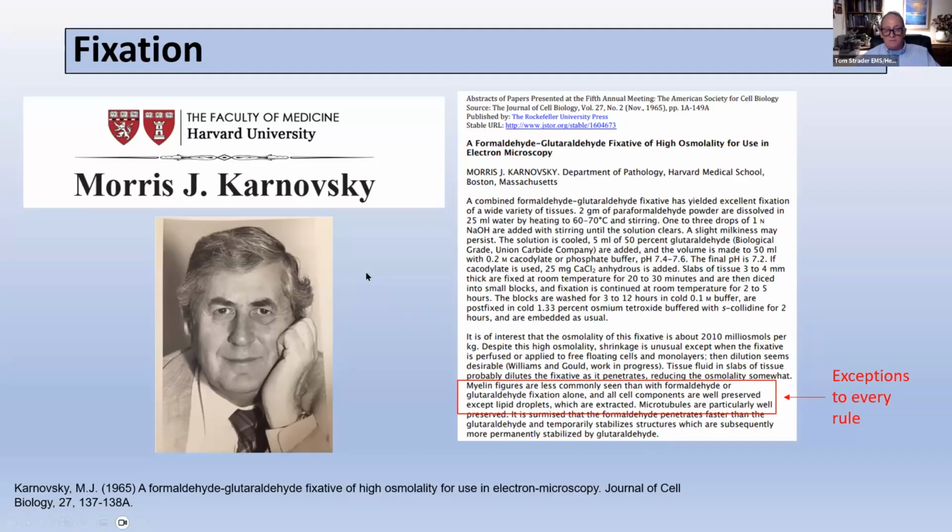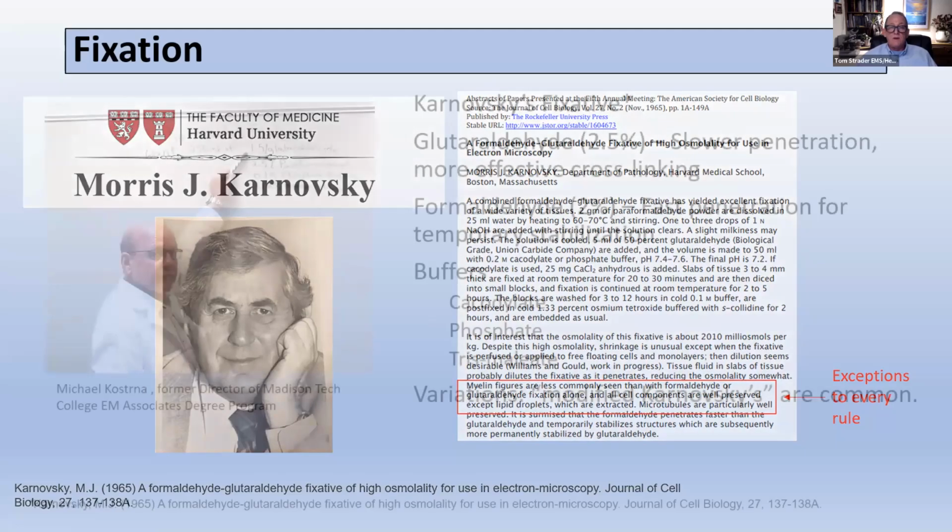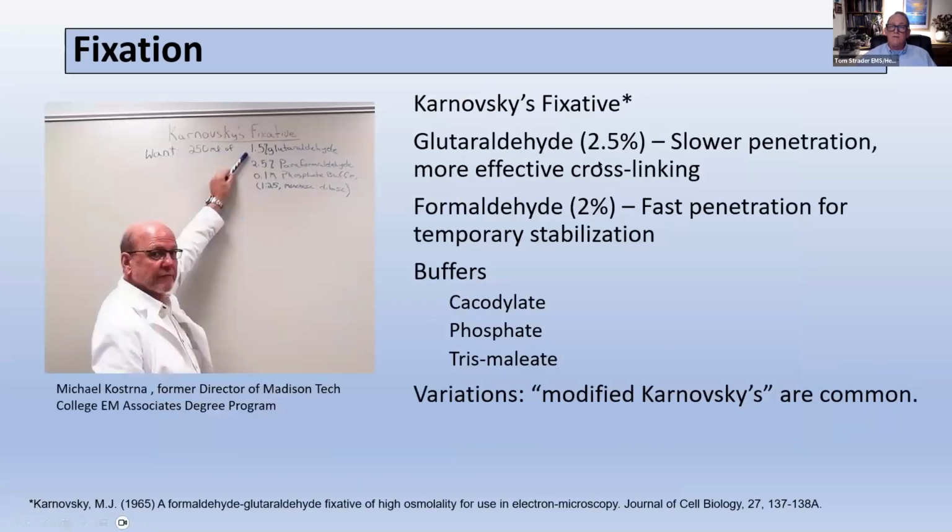And then this came up in a different forum with the volume EM group. The osmolality is high. Despite the high osmolality, shrinkage is unusual, is what's stated here. So that's an interesting topic I could dig into. Also, he talks about using cacodylate or phosphate buffer, which is something that different labs do differently. Karnovsky's fixative, again, it's officially 2.5% glutaraldehyde, 2% formaldehyde. Many modifications, they still call it Karnovsky's.